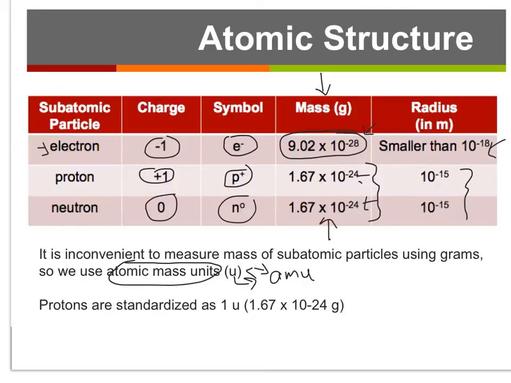And this unit is standardized to the mass of a proton. So 1 U is equal to 1.67 times 10 to the negative 24 grams. And so U's, or AMUs, are a lot more convenient than measuring in grams. And so that is what we will do when we're talking about masses of atoms.